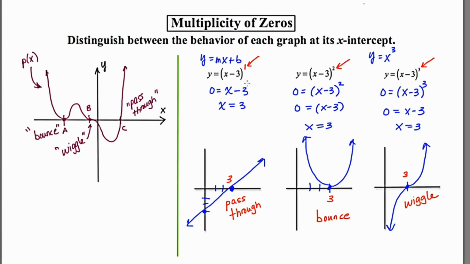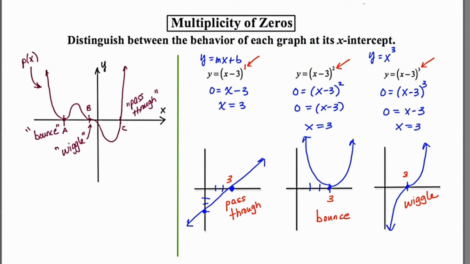So once again, if an x-intercept comes from a factor that happens one time, we get a pass-through. If an x-intercept comes from a factor that happens 2 times, we get a bounce. And if we have an x-intercept that comes from a factor that happens 3 times, we get a wiggle. And that begs the question, well, what happens if the power of that factor is 4 or 5 or 6? And basically, the pattern just continues.